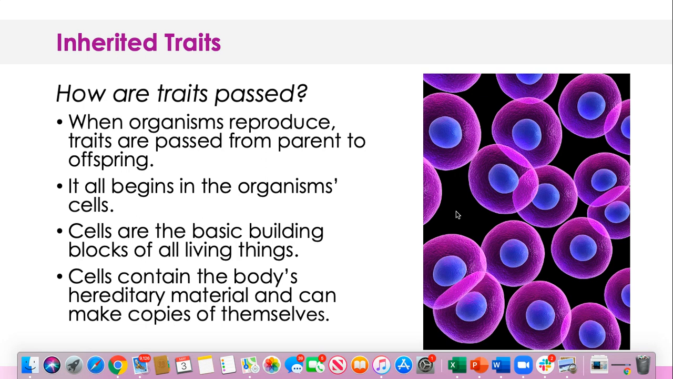But just understand that cells do make copies of themselves, and that's why when you cut yourself, your skin grows back. That's the cell copying itself.